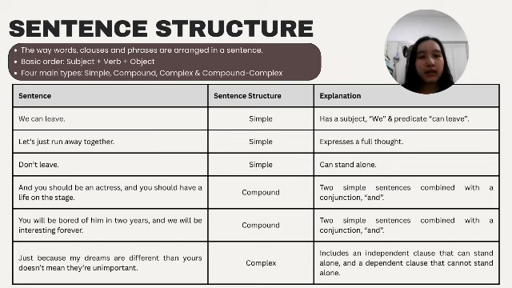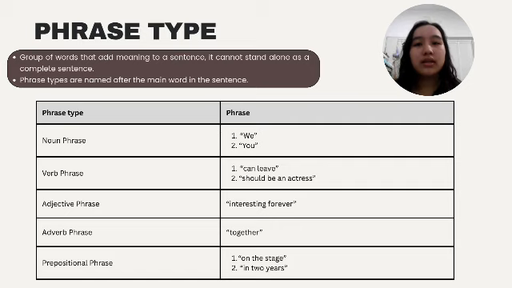And lastly, on complex: "just because my dreams are different than yours doesn't mean they are unimportant." This is a complex sentence because it has an independent clause that can stand alone and a dependent clause that cannot stand alone. The dependent one is "just because my dreams are different than yours," while the independent one is "doesn't mean they are unimportant." Next is phrase type.